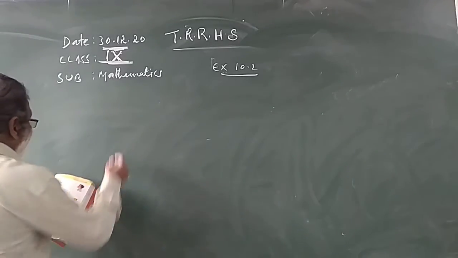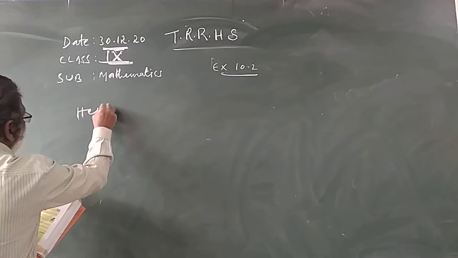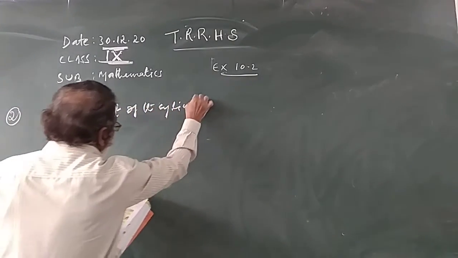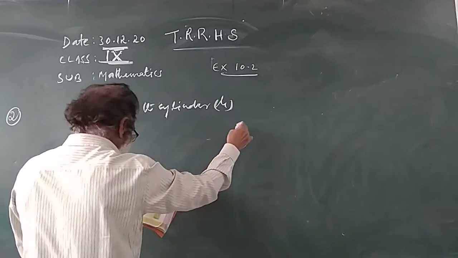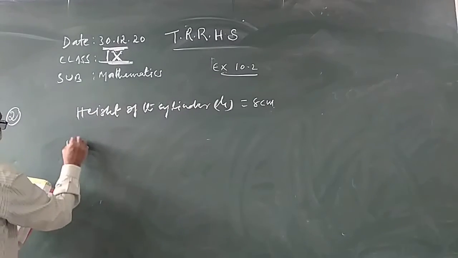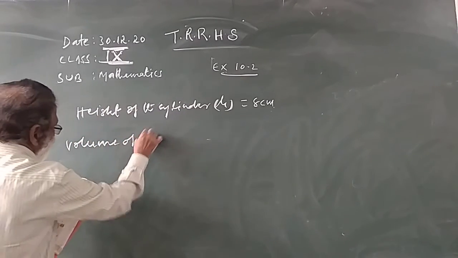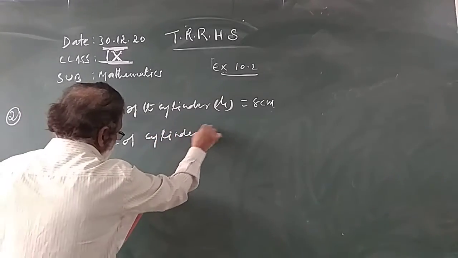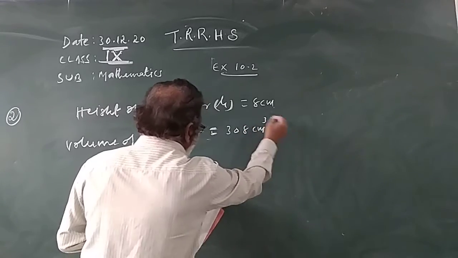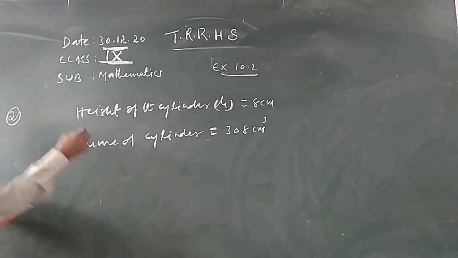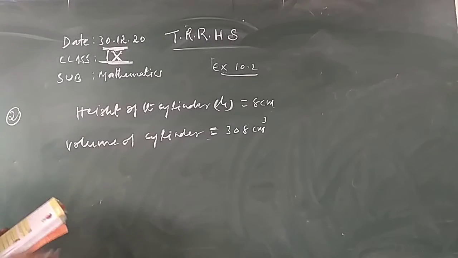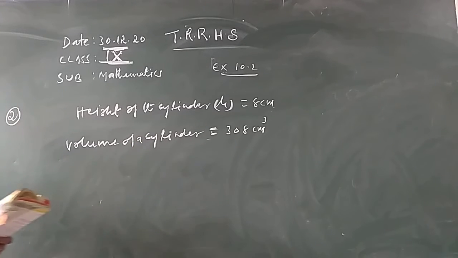The height of the cylinder is equal to 8 centimeters. And what else is given? The volume of the cylinder is 308 cubic centimeters.